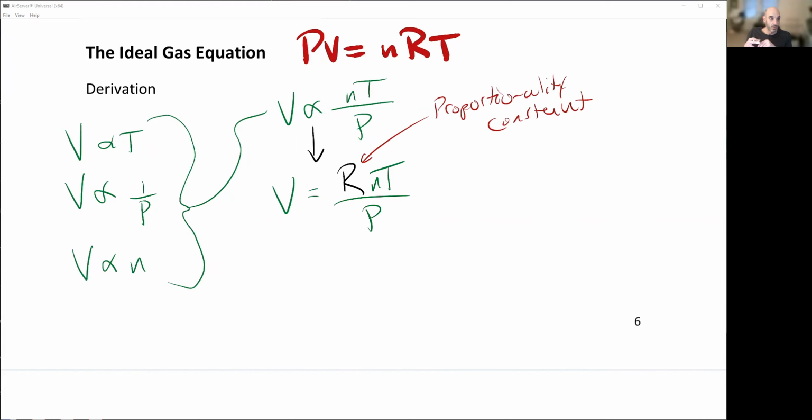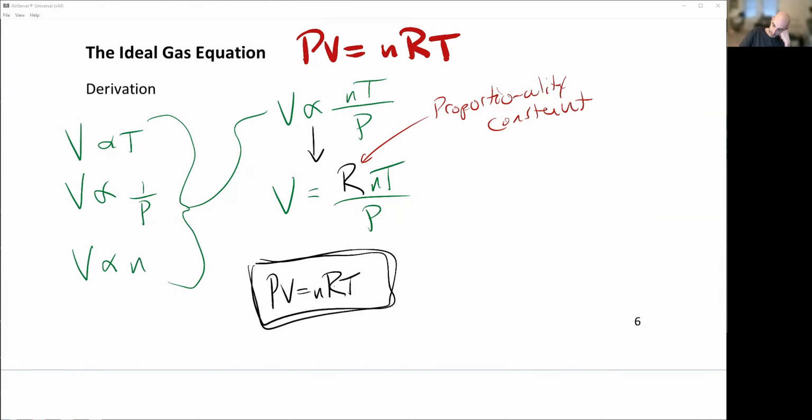Okay, so this is a great start. We know that we can just rearrange this now, and what do we end up with? Well, we end up with the equation that we know and love. Pressure times volume is equal to nRT. There we go. So we've done it. We have essentially derived it all based on our proportionality. So the R is the proportionality constant.